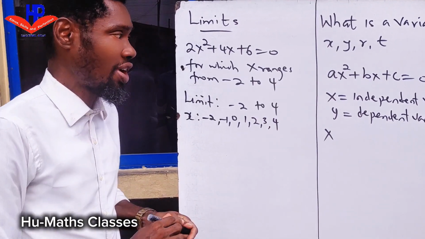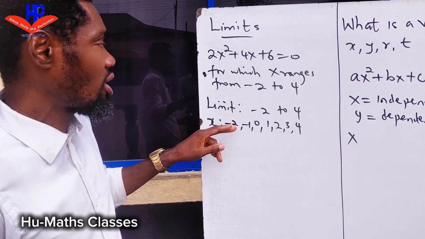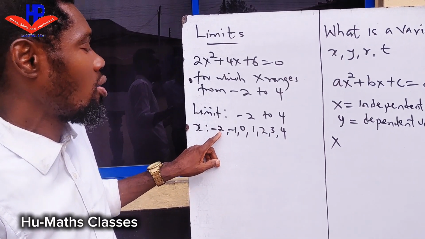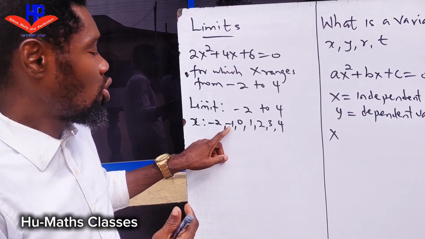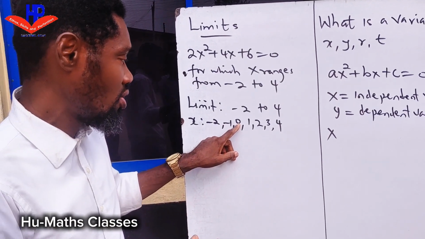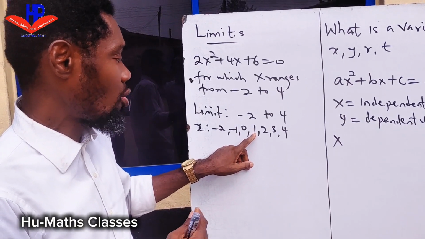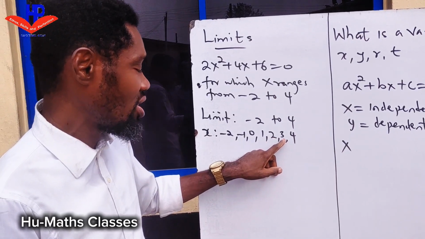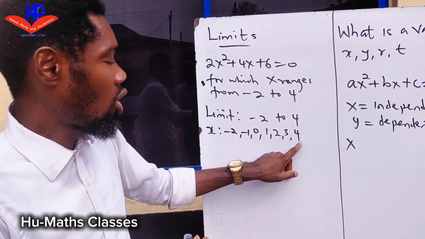So here are the different changes that x will undergo to help us get the corresponding values of y. So when x is -2, we'll be looking for what y would be. When x is -1, these are the different changes. We'll be looking for what y will be. When x is 0, 1, 2, 3, and 4, we'll also be looking for what y will be.